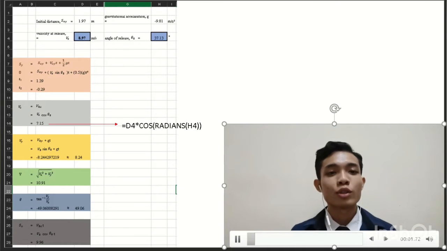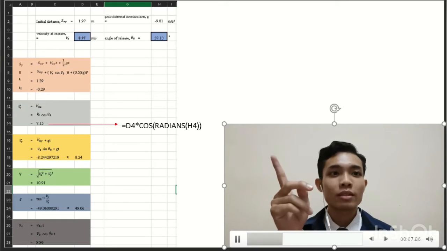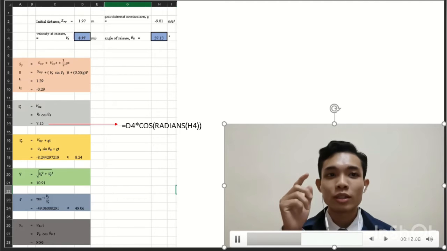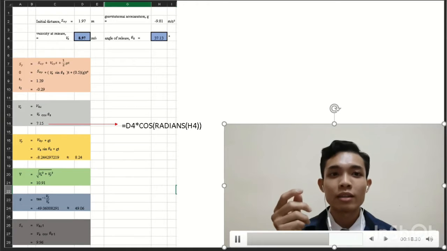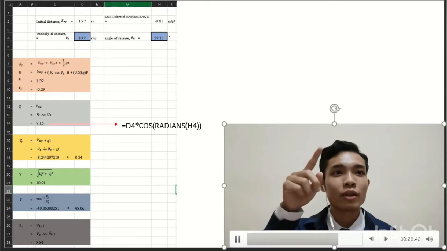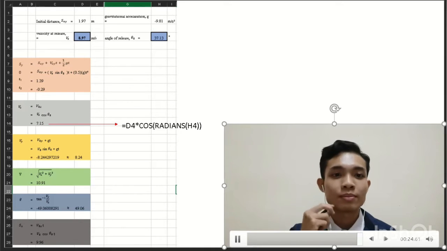Next, for the Vx, as we know, Vx is equal to Ux. So we just take the d4 part and multiply it by cos. We put radians there, so it gives us the radian for the angle. So we take the angle of h4 that we put earlier.